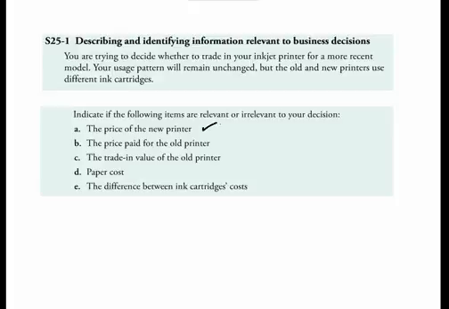The price of the new printer is relevant, because if I don't trade it in, then I don't incur that cost, but if I do trade it in, then I will incur that cost. However, the price paid for the old printer is not relevant because that is a sunk cost. Whether I keep this one or trade it in, that does not change what I paid for the old one, however many years ago. The trade-in value is relevant if it reduces your cost of the new printer. The paper cost is not relevant because that does not differ. Whether I keep the same printer or trade it in on a new one, I have the same paper cost. But the ink cartridges are going to be relevant because that does differ among my choices.